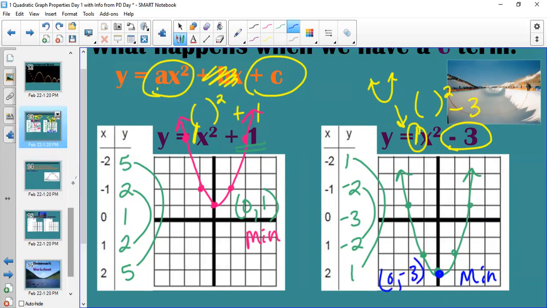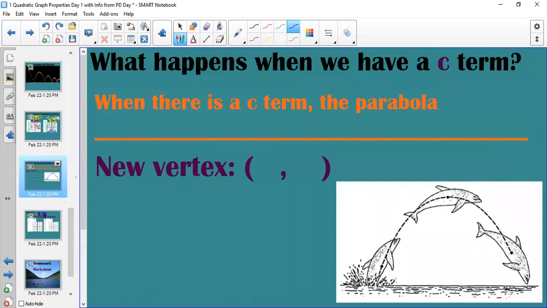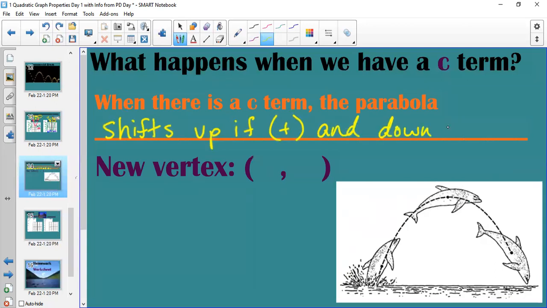Okay, so let's put this into writing. When there is a C term, our parabola shifts up if positive and down if negative. So our new vertex is always 0 and whatever the C is.